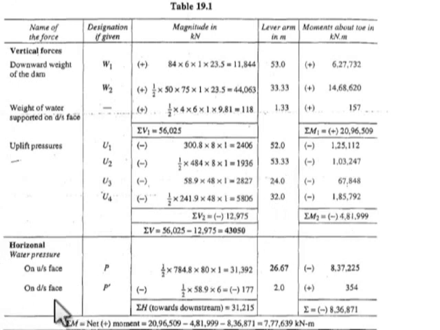Then horizontal water pressure on upstream face, P and P dash. P is acting at h by 3 height on the upstream side, and P prime is on the downstream side towards the dam. So this is negative horizontal force. This is positive horizontal force. This is minus, 837 minus 354. You will get the net horizontal force and the moment about the toe.